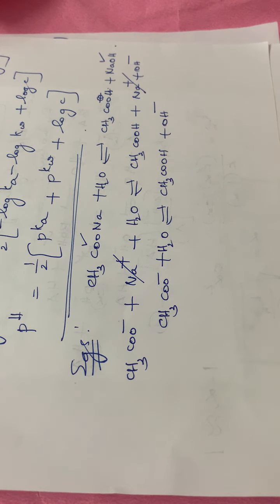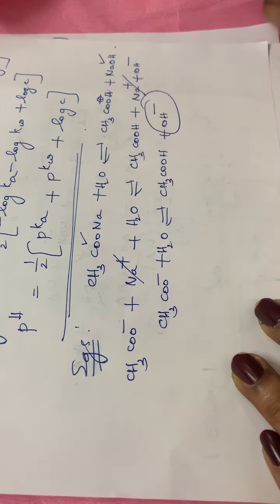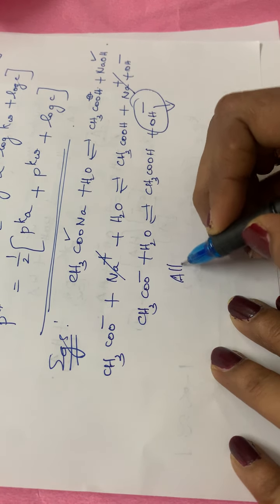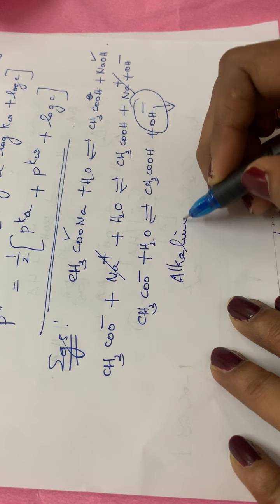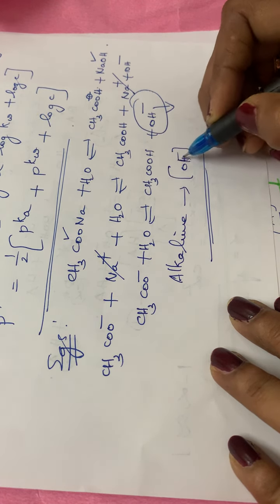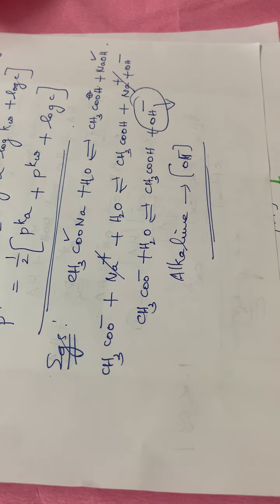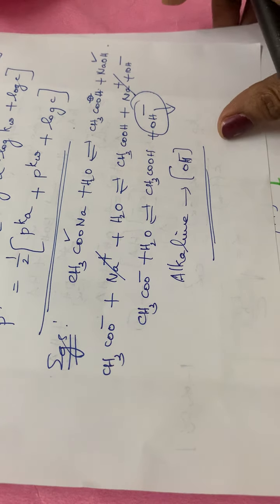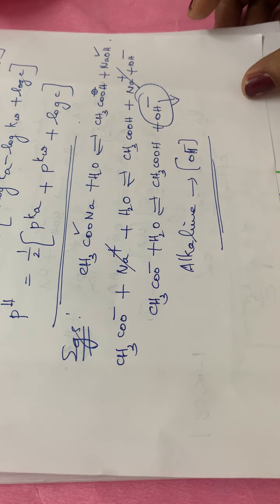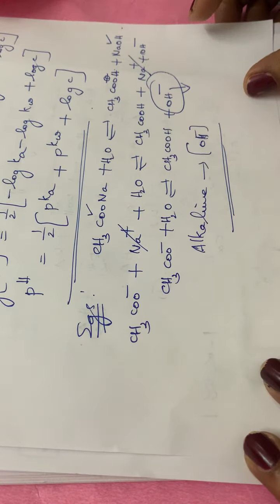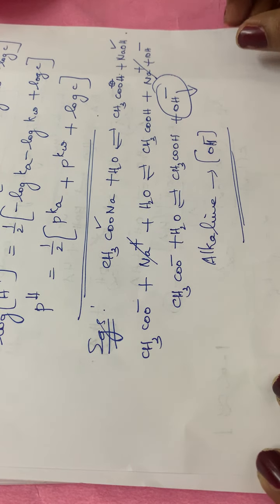So here see the resulting solution, it has got OH minus ions in excess, isn't it? So that means the resulting solution will be an alkaline solution due to the presence of excess of OH minus. So this is how we are finding out the salt hydrolysis. Hope you are clear up to this. Then we can move on to the next example, that is sodium carbonate.